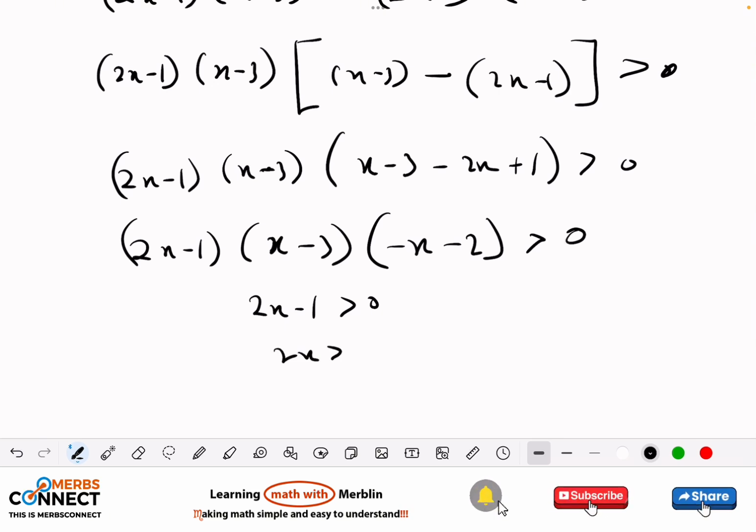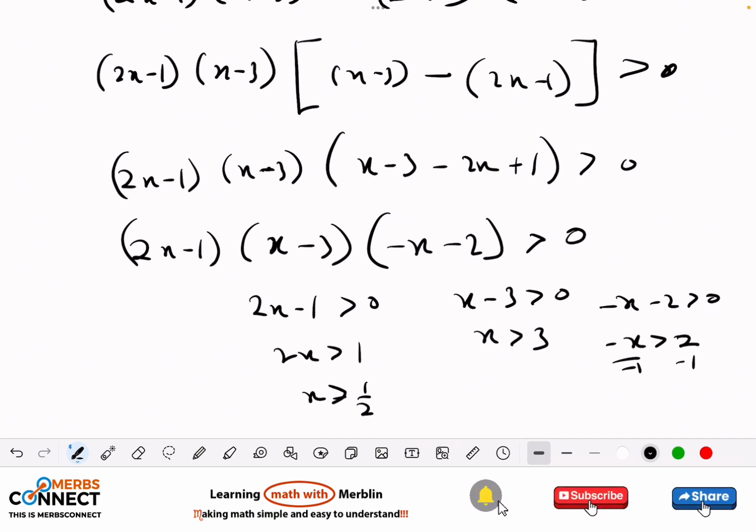2x is greater than 1, so x is greater than 1/2, because when I divide by 2, then x minus 3 is greater than 0, so x is greater than 3. Then I have minus x minus 2 greater than 0, so minus x is greater than 2. I divide by minus 1, then the sign will change, which will be x less than minus 2.